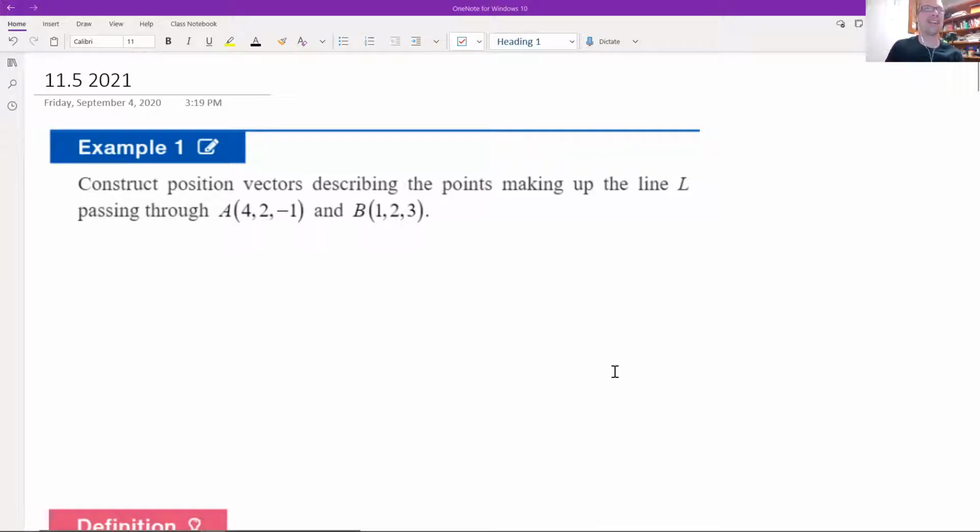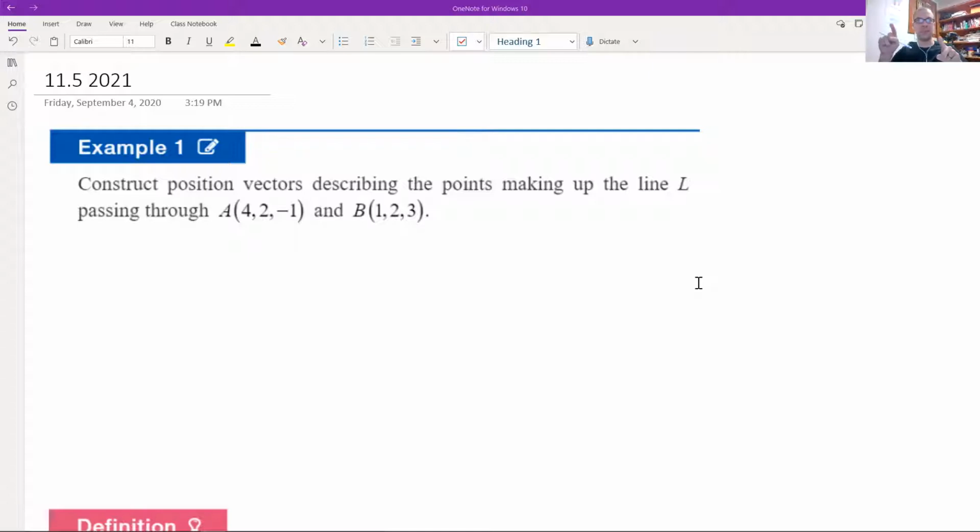The first one we're looking at is: construct position vectors describing the points making up the line L passing through points A and B. So generally what we're trying to do is make the line, and we've done this before actually. To quickly review how to do that, we're going to get a bunch of different examples, right? So what I'd like to do is plan ahead and make a game plan, then execute that for each one of these different situations.